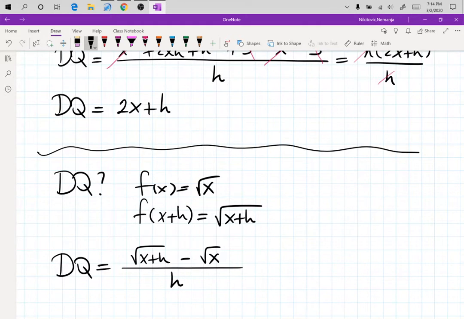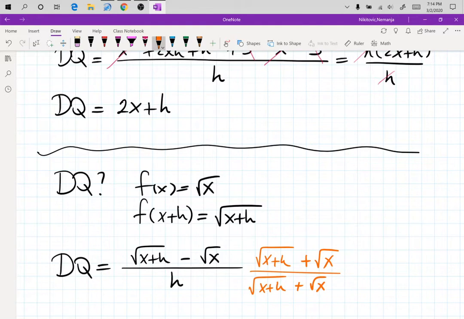When we are dealing with square roots, knowing algebra, we usually have to rationalize. We are using a conjugate, which is the same roots with the opposite sign in between them. So I have to multiply this by the square root of x plus h plus square root of x over square root of x plus h plus root x.